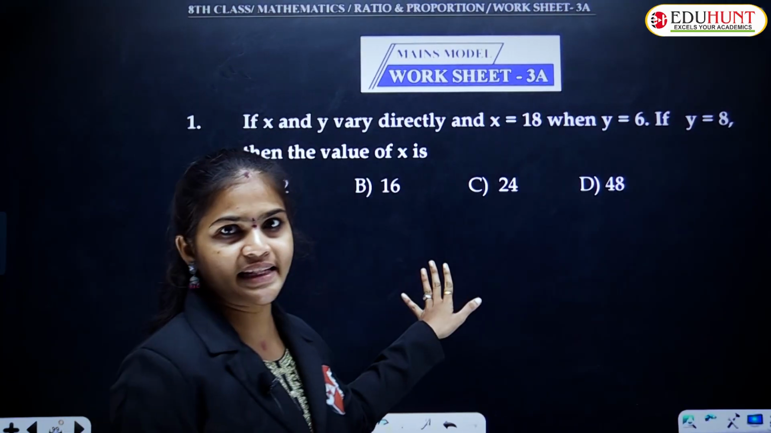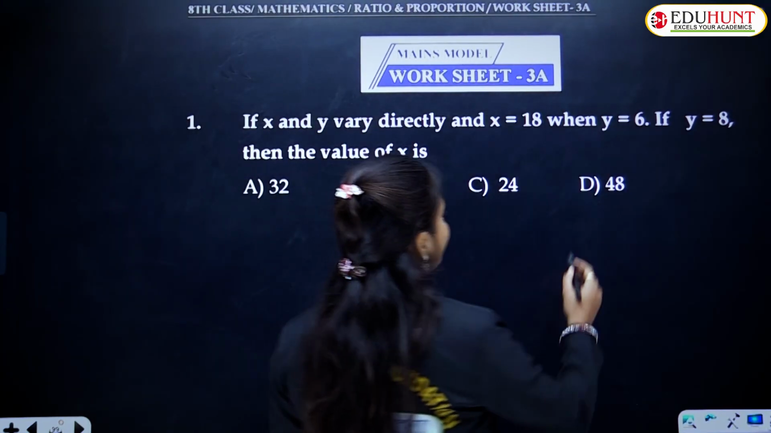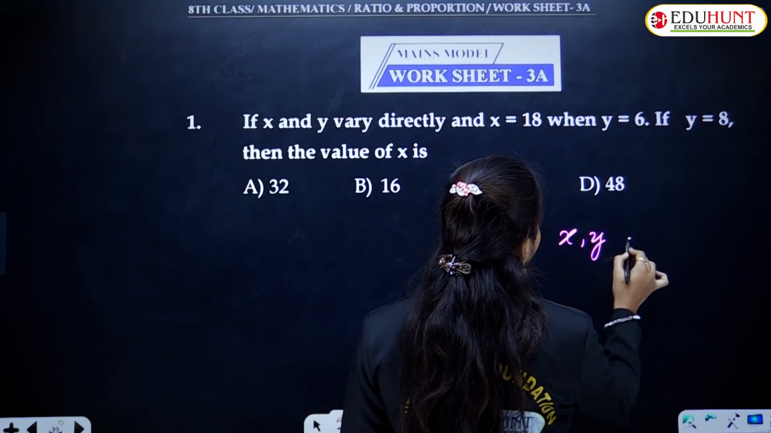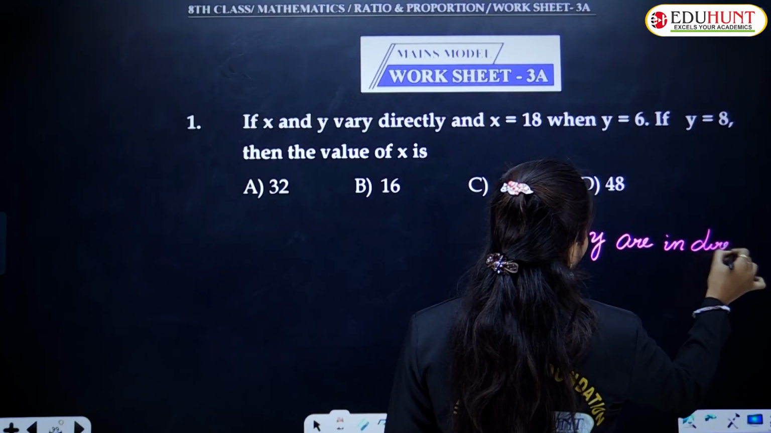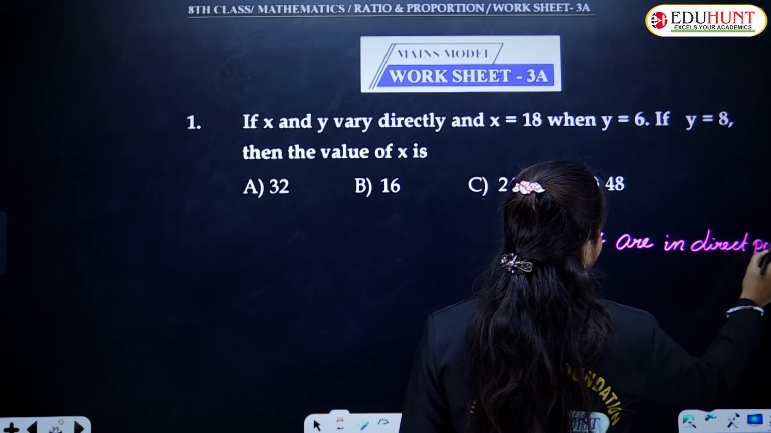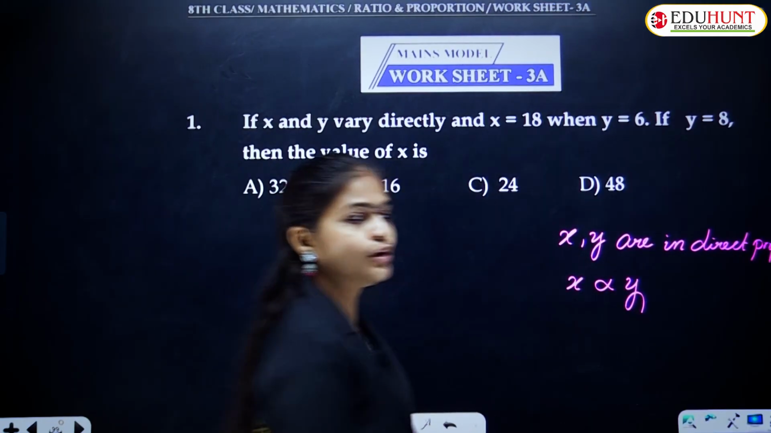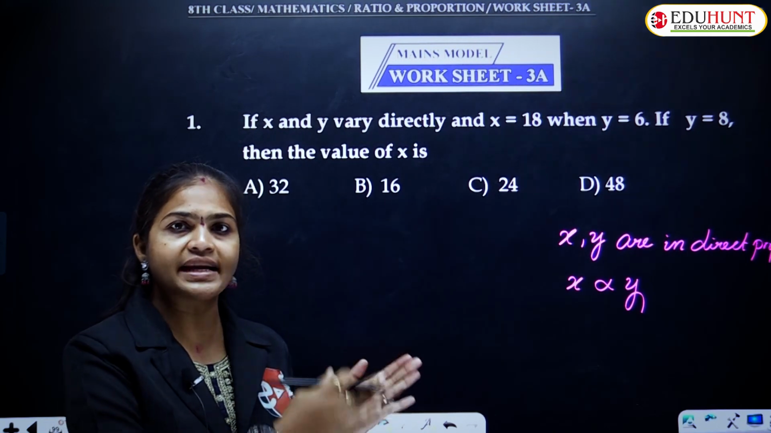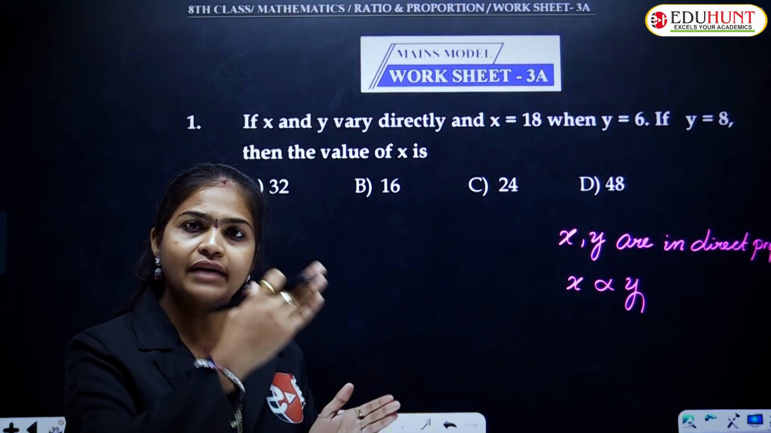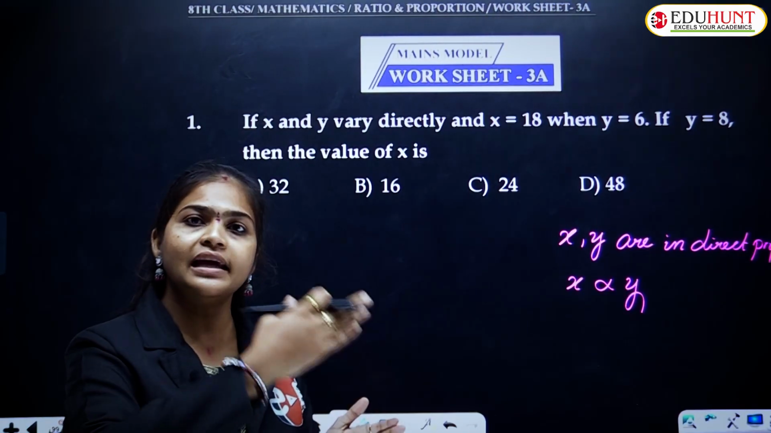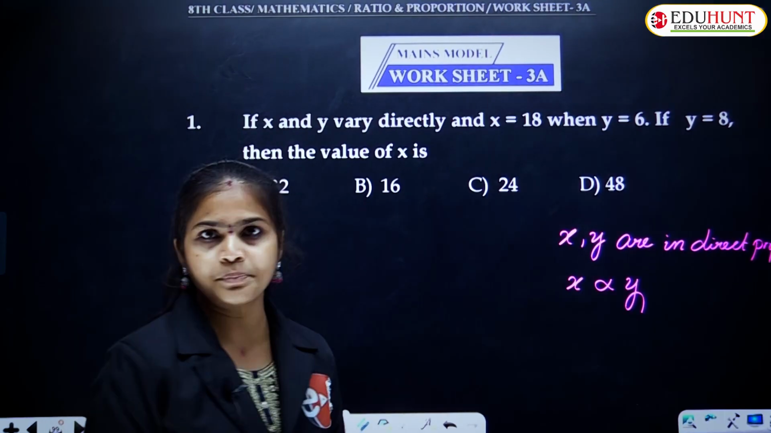Before explaining this concept, first I will tell you what direct proportion is. For example, x, y are in direct proportion. Then we write that x is directly proportional to y. Directly proportional means if the value of x increases, then the value of y also increases, and in the same way, if the value of x decreases, then the value of y also decreases. That is called direct proportion.